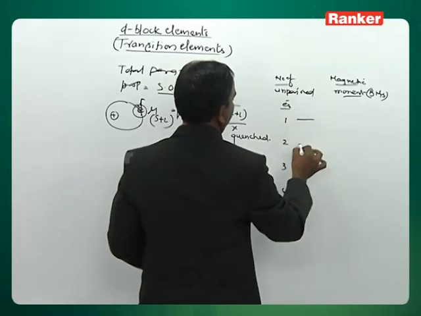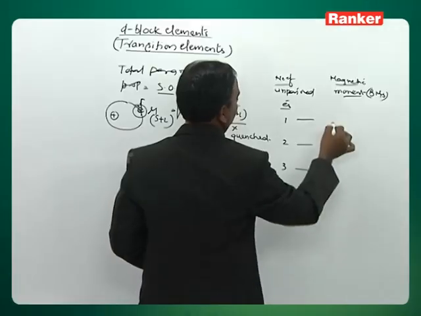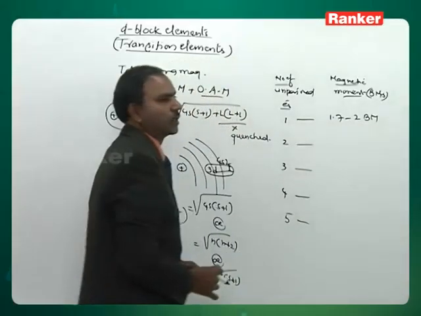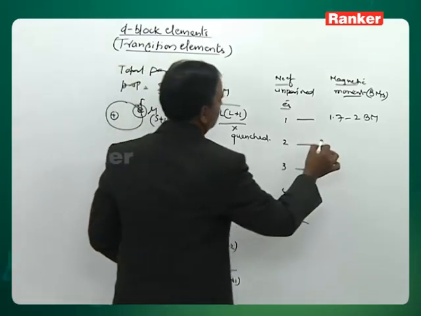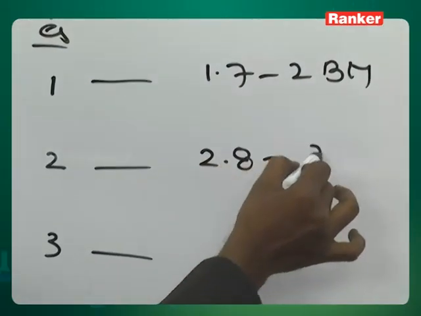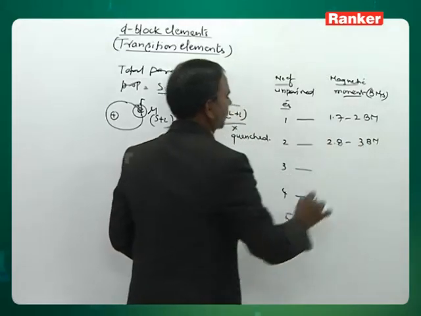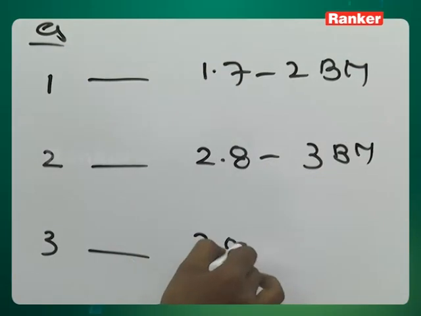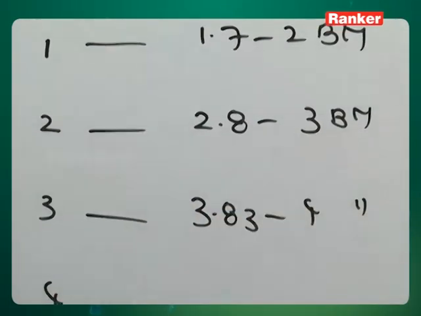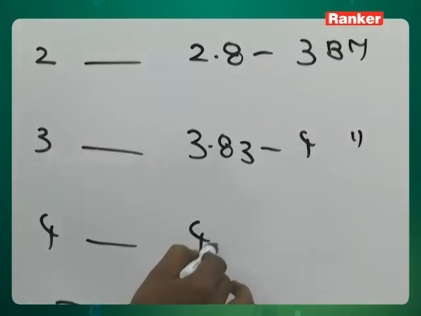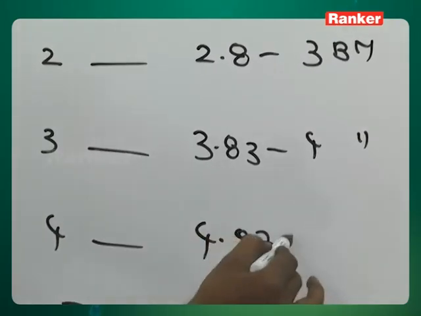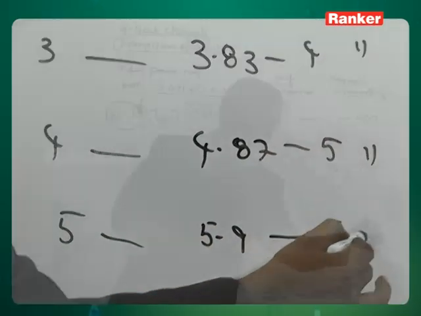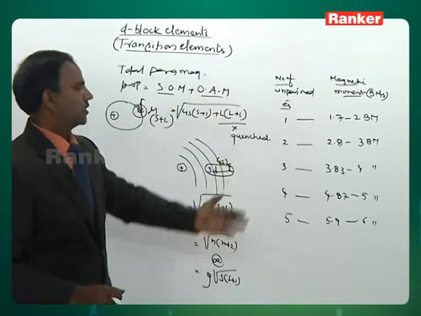Then the magnetic moment comes to be: if one electron is there, you can take 1.72, or 2 BM. If two unpaired electrons are there, you can take 2.83, or 3. If three unpaired electrons are there, you can take 3.87, or 4 magnetons. For four, you can take 4.9, or 5. If five is there, 5.9, or 6 you can take. Like this, roughly you can say the magnetic moment.